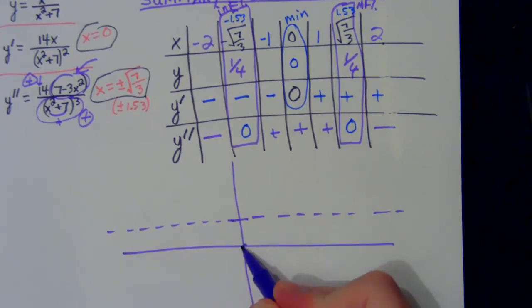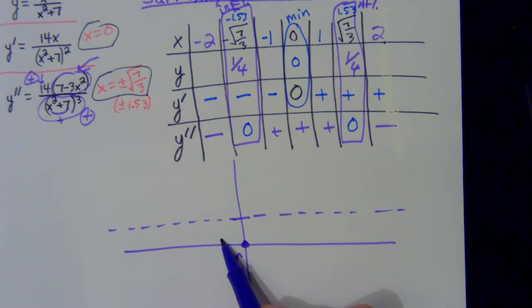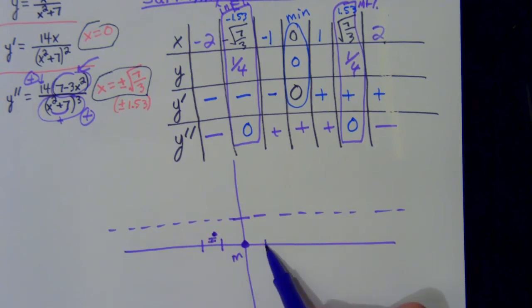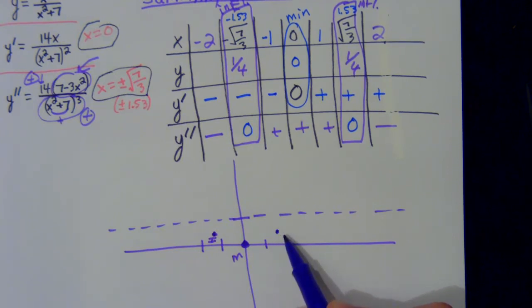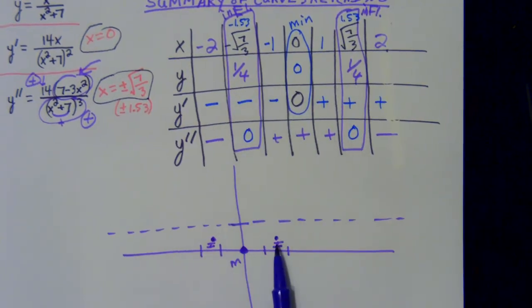You've got 0, 0 is a min. You don't have to do this, but I like to put little m for the min, capital M for the max, and then I for the inflection points there. So then we're going to go negative 1.53 and then up 1/4. So I'm going to have an inflection point about right there, and then another at positive 1.53, up 1/4. So I'm going to have another inflection point about right there. So I've got those 3 points that I found. Those have to be on the chart there.